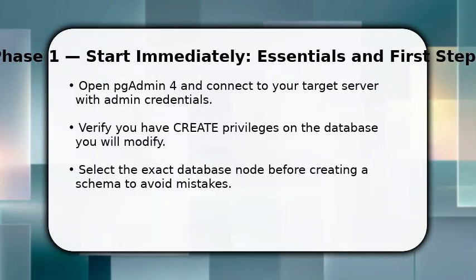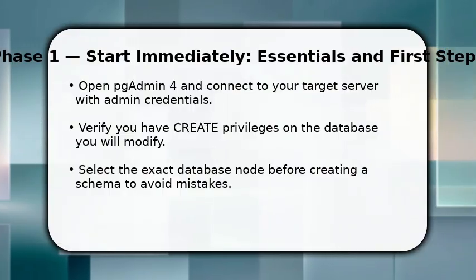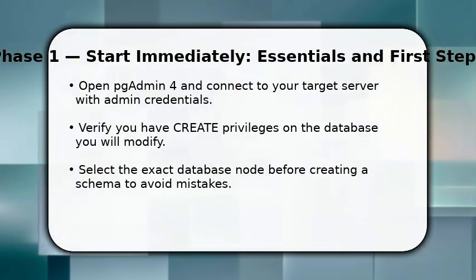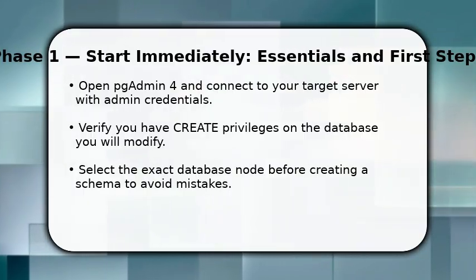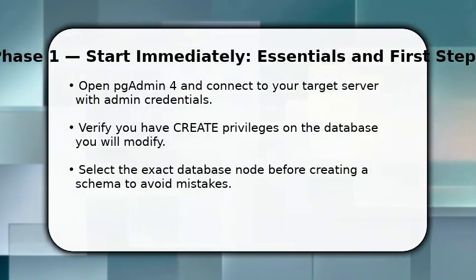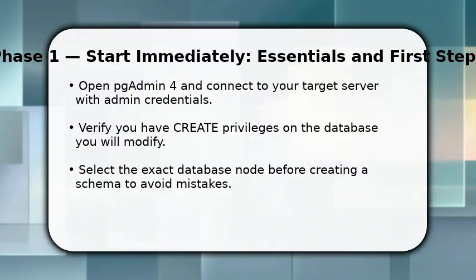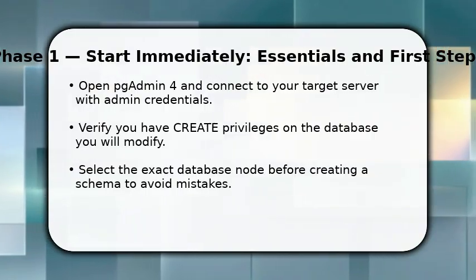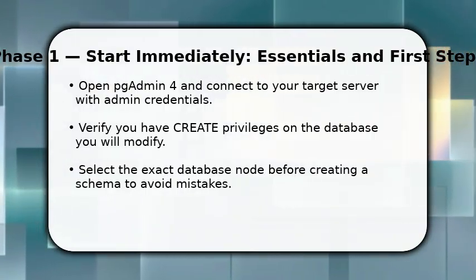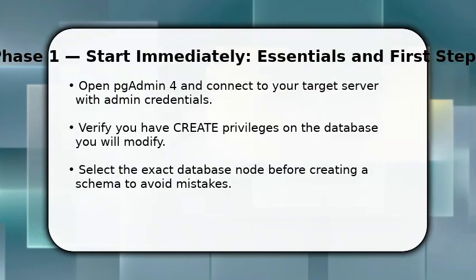You start inside pgAdmin 4 by connecting to the server with an account that has create rights. This is essential. Once connected, expand servers, open the target database, and select it so you operate in the correct context. Make sure to confirm your privileges. If you lack create, request them or switch to an admin role. Once done, right-click Schemas to begin.